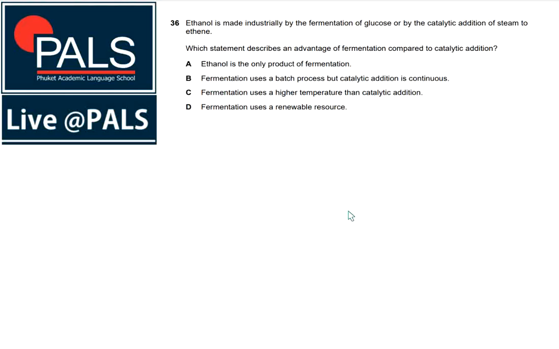Ethanol is made industrially by the fermentation of glucose or by the catalytic addition of steam to ethene. Which statement describes an advantage of fermentation compared to the catalytic addition? So this one is an advantage over the catalytic addition because fermentation uses a renewable resource. So the correct answer for this is letter D. It is advantageous because it uses renewable resources.